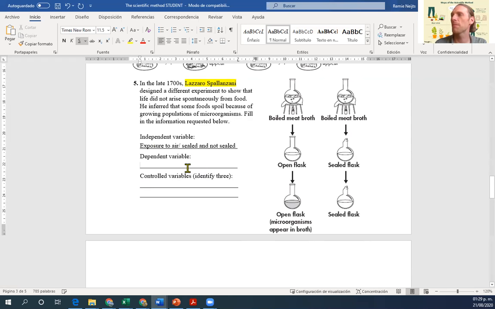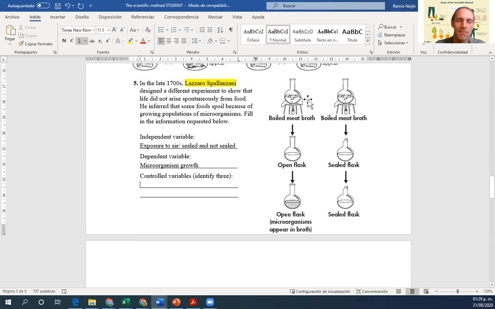The dependent variable is, of course, what we're going to see, what we're going to measure: microorganism growth. And this last thing is very important, guys, because I want to focus you on what the controlled variables are. We haven't talked that much about it, but in this experiment, you can interrupt, Ana Pao. Go ahead. I just wanted to say the controlled variables are what's the same in both experiments, okay?